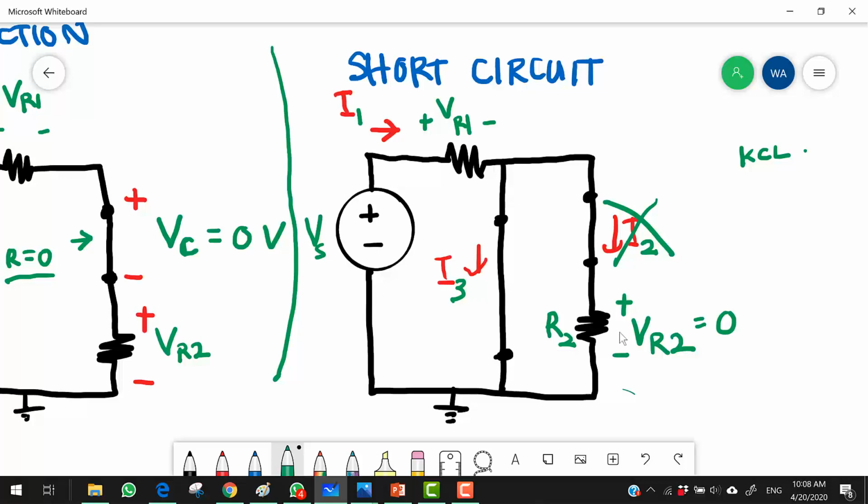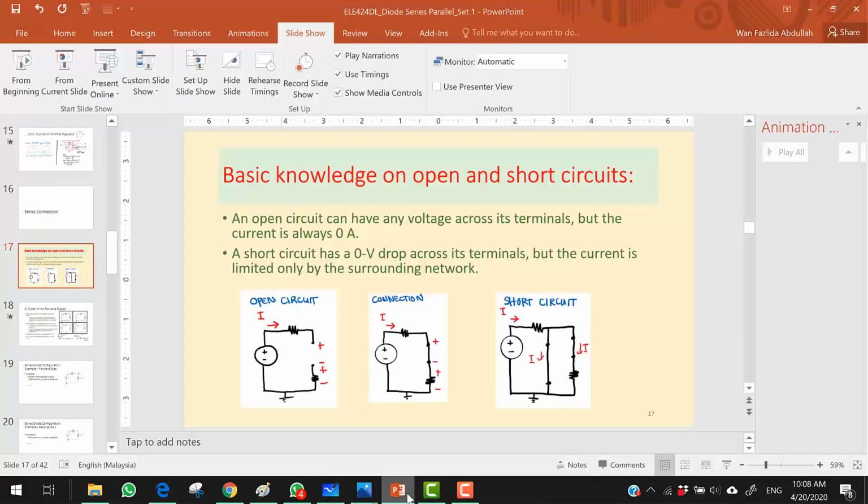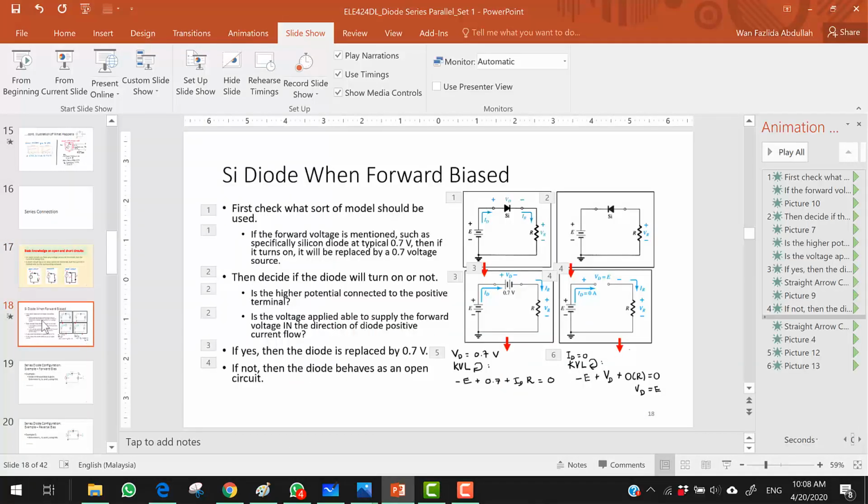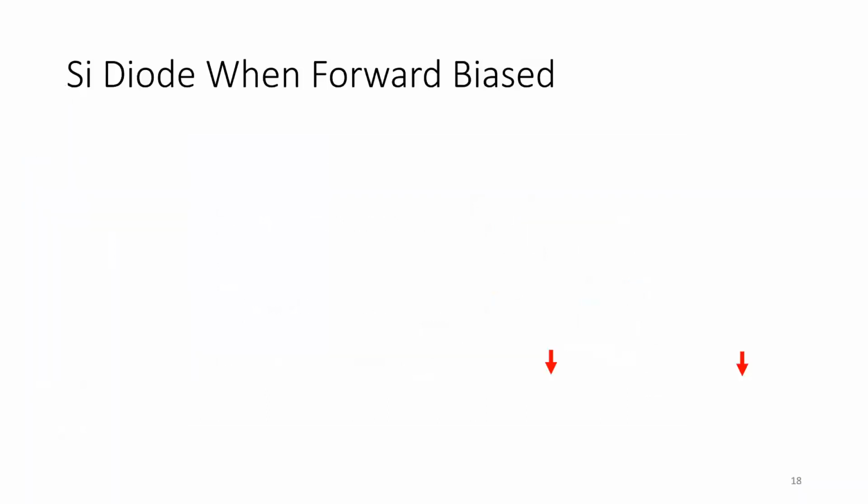So we're going to leave this whiteboard. I'm going to go back to the PowerPoint, and it's going to be quite a long video. I think this video is going to have a second part. So let's have a look at the silicon diode when forward biased. So we're now clear about short circuit and open circuit.